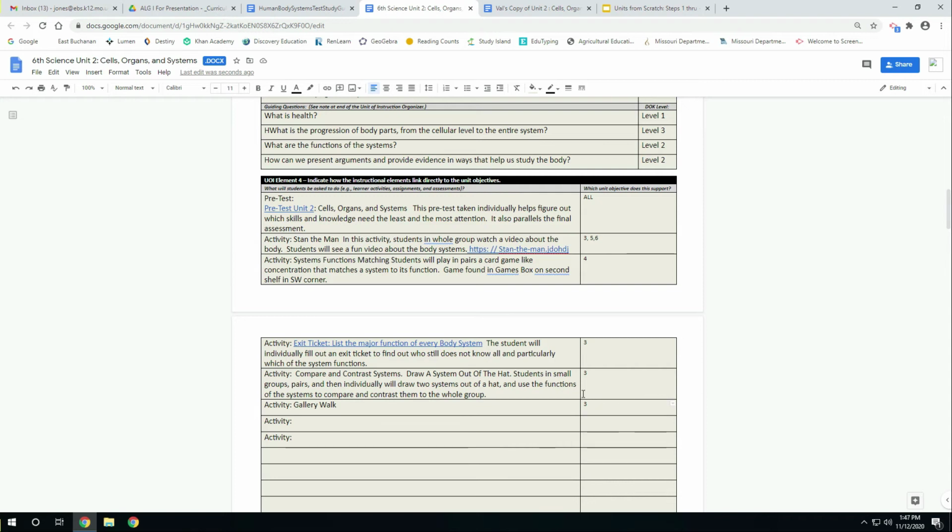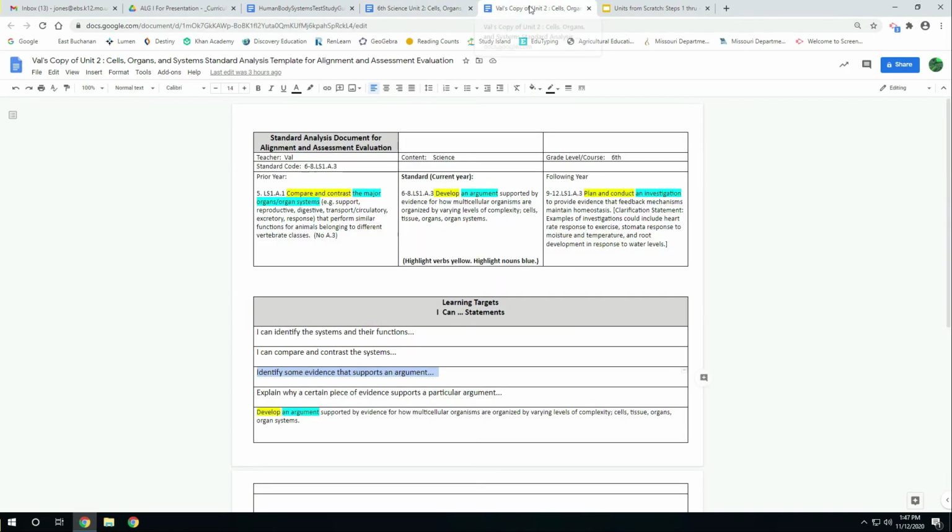Each group would have a different one on the wall, and then they would do a gallery walk and walk around and see what other people said, and maybe talk about it across the groups and question why someone did something. So yeah, I think that'll be a good thing to identify some evidence that supports an argument, and it gets them up and moving. So then the next thing: explain why a certain piece of evidence supports a particular argument.